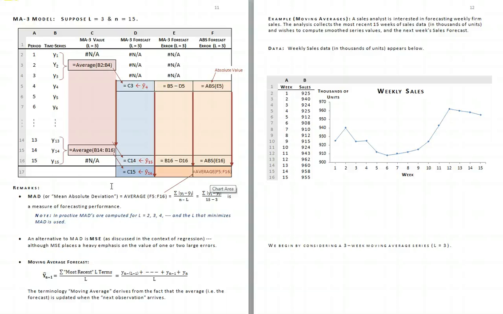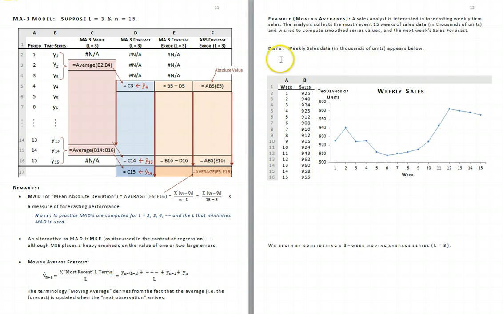The MAD is the most commonly used measure of model forecasting performance in time series analysis. MSE, as we studied in regression analysis, does provide an alternative measure of forecasting performance, but MAD is the most common for time series applications. On the next page, an example is introduced that's used through the remainder of the smoothing method discussion.